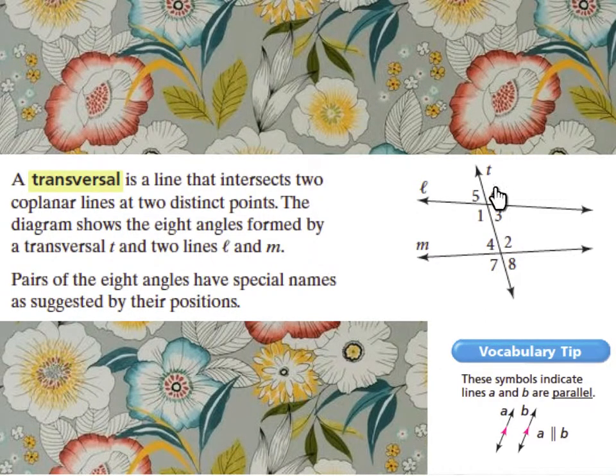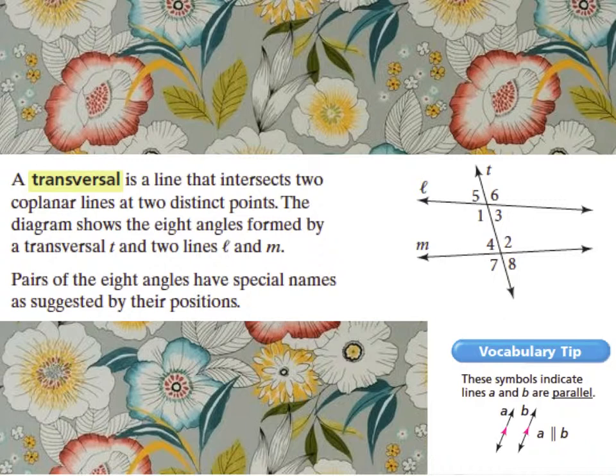If you look at these different numbers, they represent the different angles, and there are going to be different names describing the angle pairs. There are pairs of the 8 angles, and they all have special names as suggested by their positions. There also will be some rules that go along with those names, like either they'll be congruent to each other, that means they'll be the same measurement, or they might be supplementary to each other. That means if you add them together, you'll get 180 degrees.